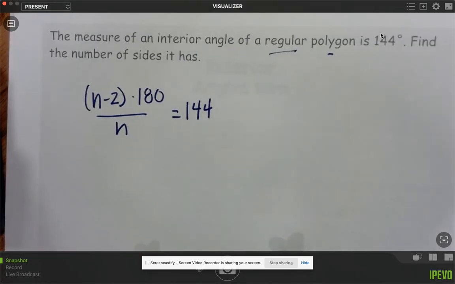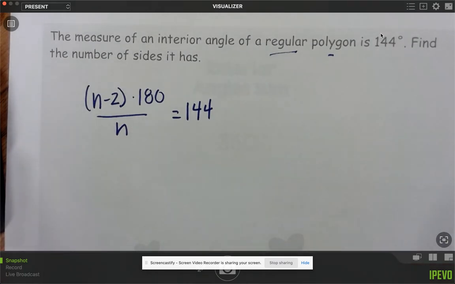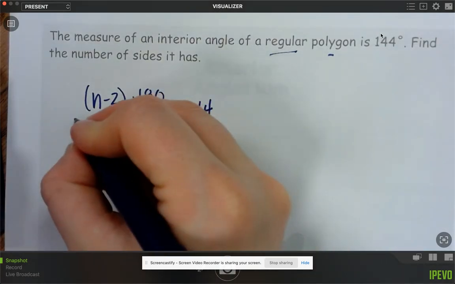So this is just algebra. Don't overthink it. We just got to algebra our way out of this. So I want to get rid of this fraction. I don't like working with fractions. I bet you don't either. So to get rid of divide by n, let's multiply both sides by n.